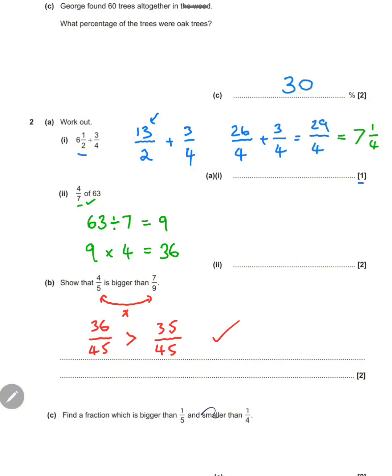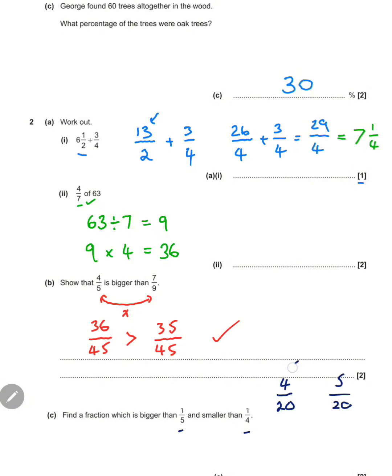Similar question for part C. We're looking for a fraction that's bigger than this, but smaller than this. It's again comparing fractions. So if we look for common denominators, I'm going to change these both to 20ths. What do I do to the 5? I times by 4, so I'm going to times the top by 4. What do I do to the 4? I times by 5, so I'm going to times the top by 5. And what we've got is 4/20ths and 5/20ths.